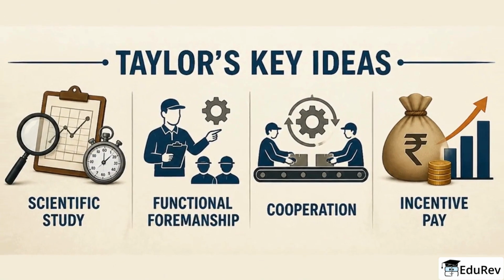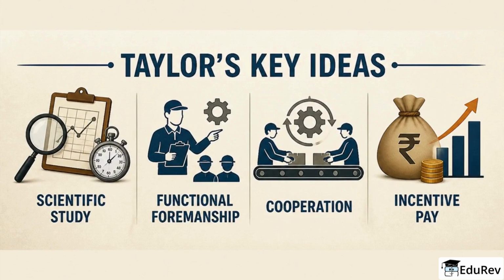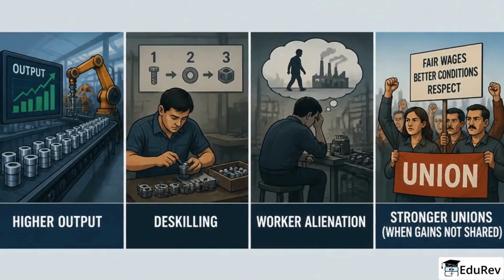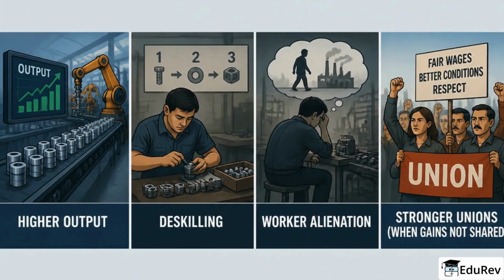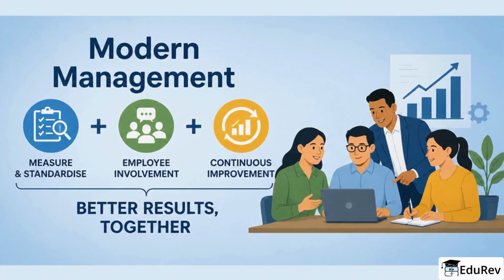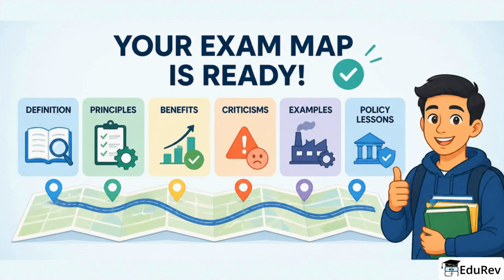Quick recap. Taylor introduced scientific study, time and motion analysis, functional foremanship, and incentive pay to increase efficiency. Consequences included higher output, de-skilling, worker alienation, and stronger unions when gains were not shared. Modern management borrows measurement and standardization, but blends them with employee involvement and continuous improvement. You now have a clear exam-ready map. Definition, principles, benefits, criticisms, examples, and policy lessons.